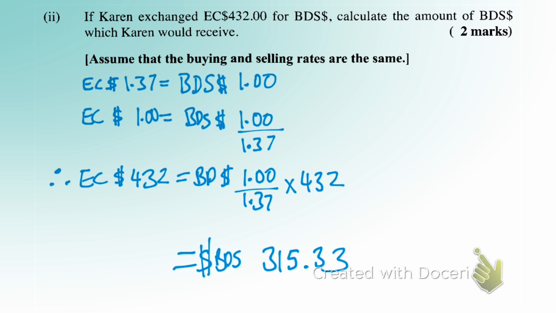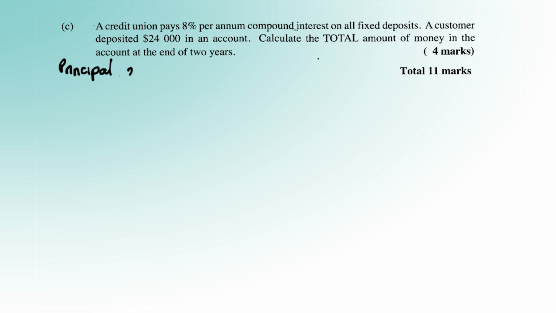Every time I pop up the question, pause it and do it yourself, at least think about it yourself, and then watch me do it. That way you will get more value for your buck. You're getting this free on YouTube right now. A credit union pays 8% per annum compound interest on all fixed deposits. A customer deposited a sum, and you have to calculate the total amount or compound interest.